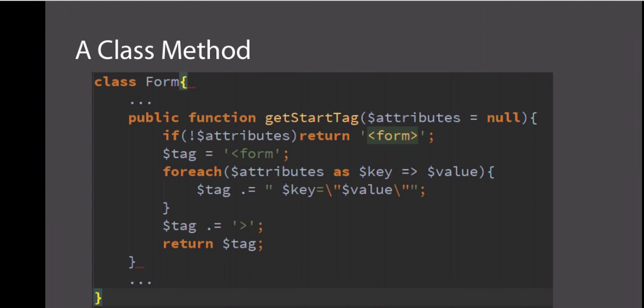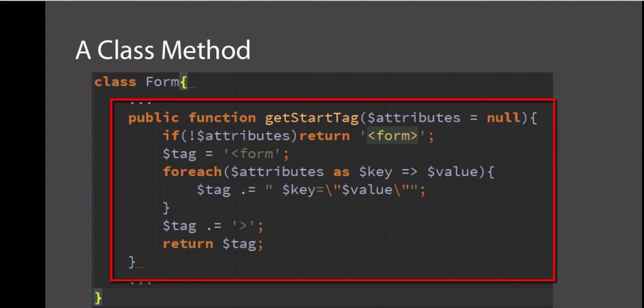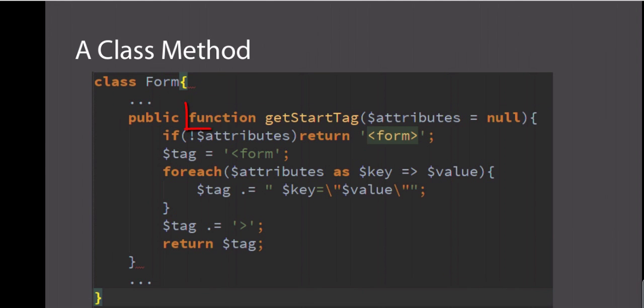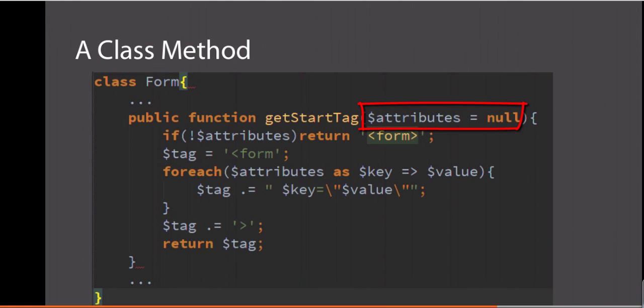So looking at our class so far, here we have our form class code, and I've created a getStartTag method, which starts with a visibility, much like our properties, public, and then the keyword function, and the name of the method, getStartTag in this case. And just like PHP functions, methods can accept parameters, just like the attributes parameter here, in this case, set to null. And I have a conditional if statement that simply tests for the attributes parameter being passed in, and if not found, return the form tag.